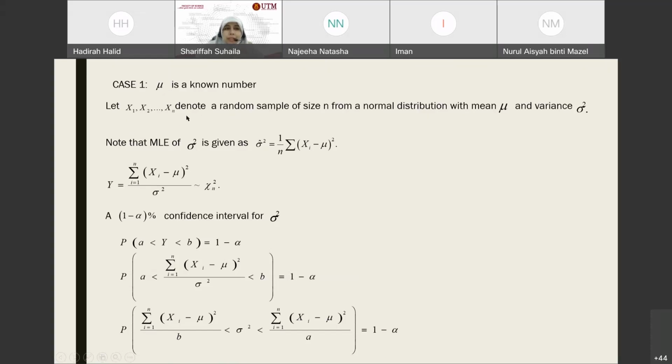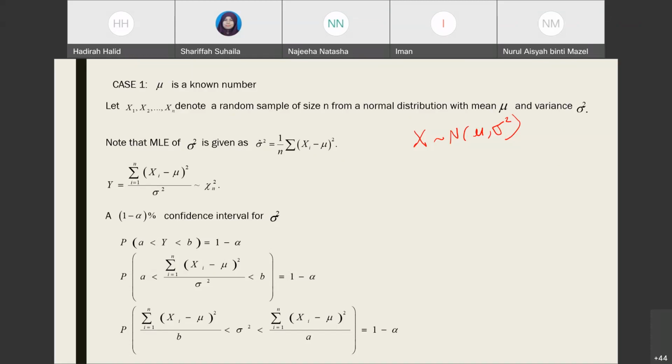So again, we have a random sample, x1, x2, ..., xn. Okay, a random sample taken from a normal distribution, so you have mean mu and also variance sigma square. Okay, and then if we have the MLE, you already estimate. Let's say if x is normally distributed. Okay, so in the first week, we already estimated the parameters for mu and also for your sigma square.